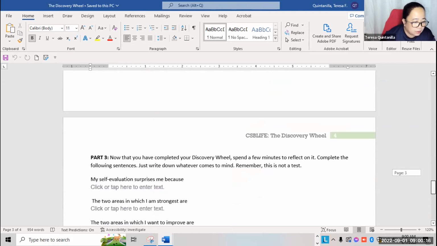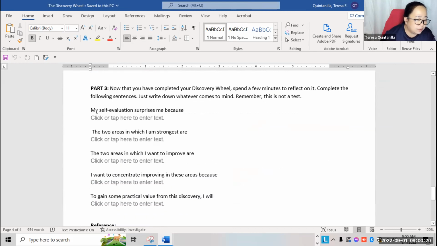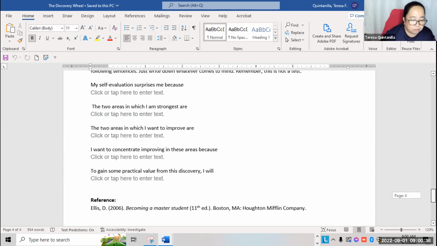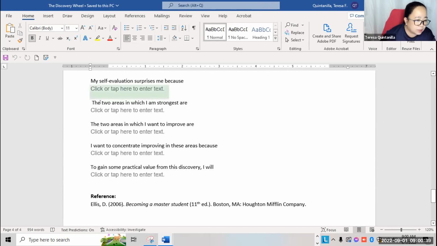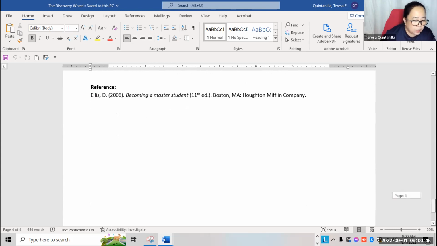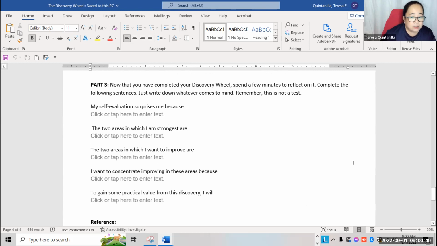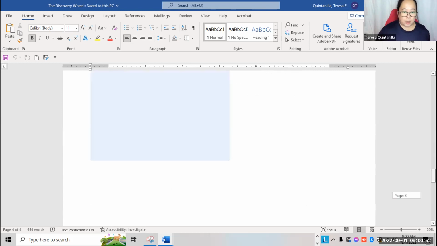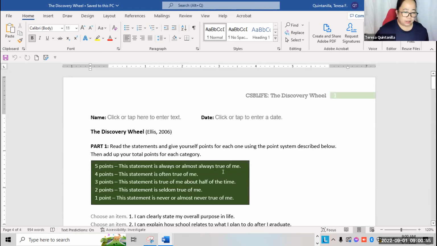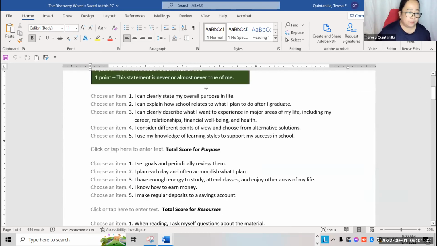After that, you have to have a self-evaluation. For my self-evaluation surprised me, you have to complete the sentence and then click the completion of your sentence here. You don't need to make a storybook, just simple phrases. If you want, you can explain if you like. You can add an additional page with this one. So this will be the discovery. This is part of the week 1 activity.